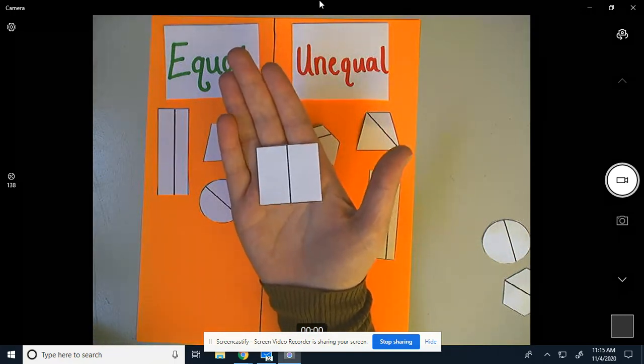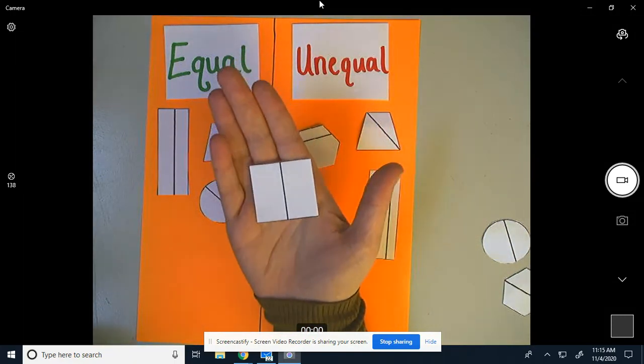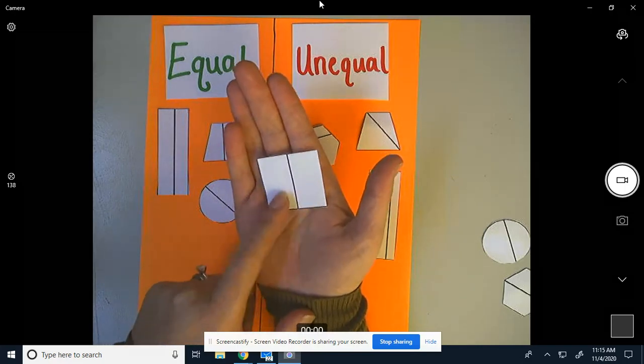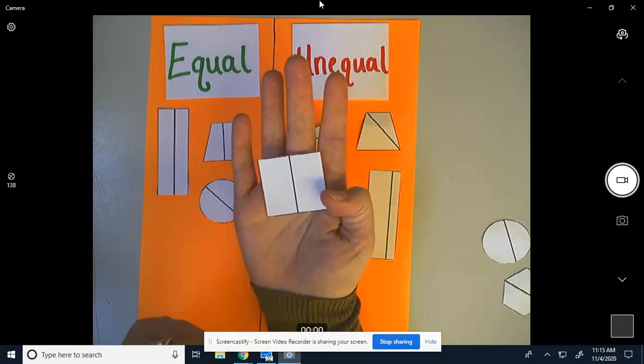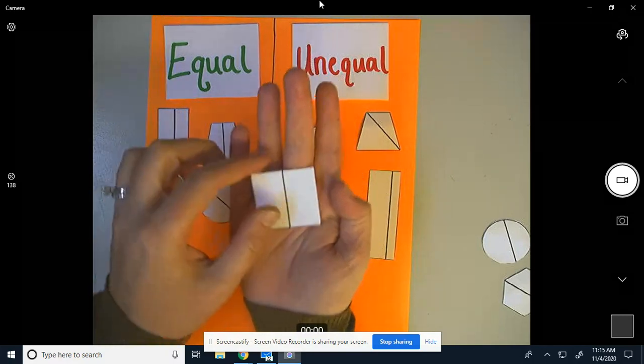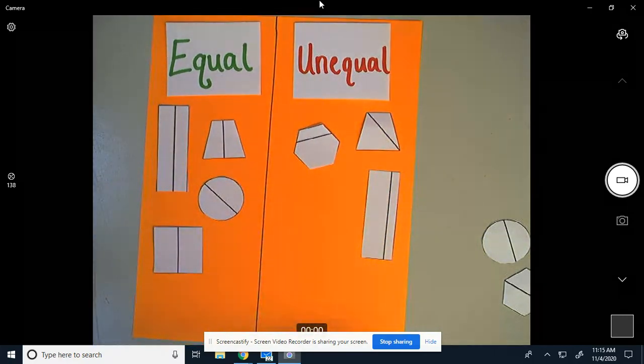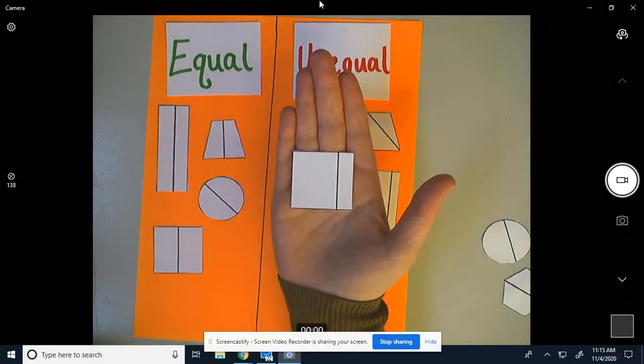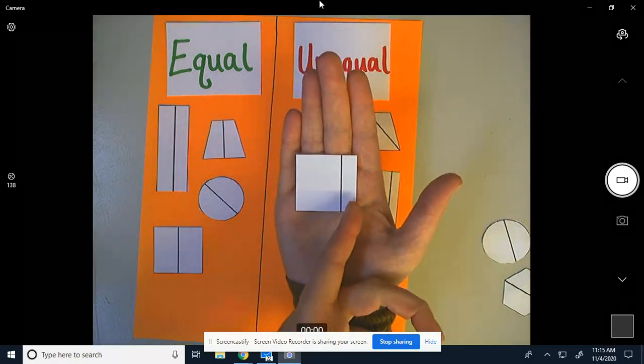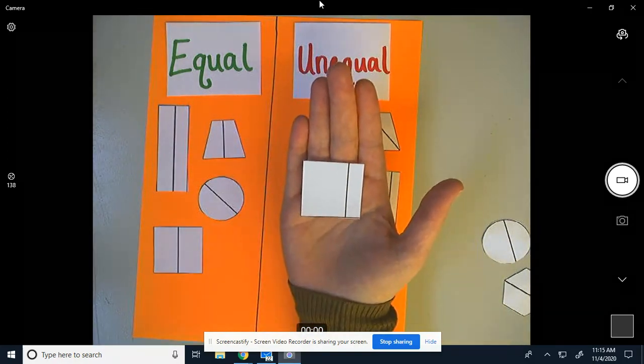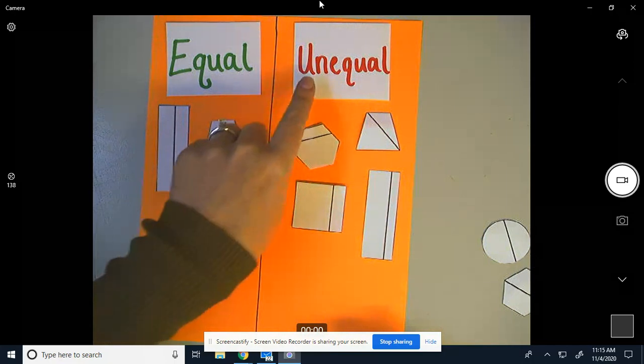It's cut right down the middle in half. Sometimes whenever you see something that has two pieces, we'll say it's cut in half. And this piece is the same size as this piece, so it's equal. How about this one? Is this piece the same size as this piece? Nope, it's not, so it is unequal.